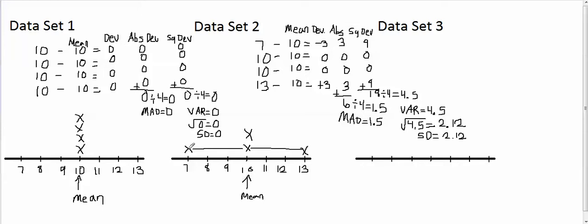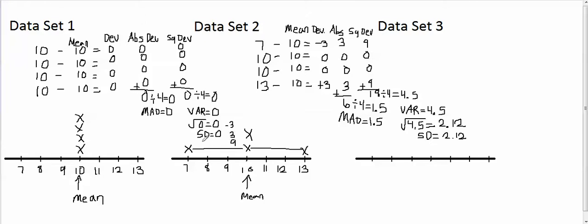This is 7. Try to look at 7 right here, the data value, and find its deviation, absolute deviation, and squared deviation. Put them here, above this line. So, -3, 3, and 9. Deviation, absolute deviation, squared deviation.